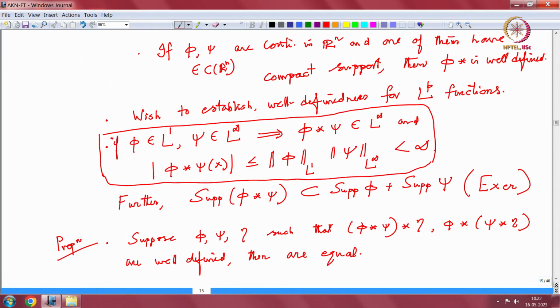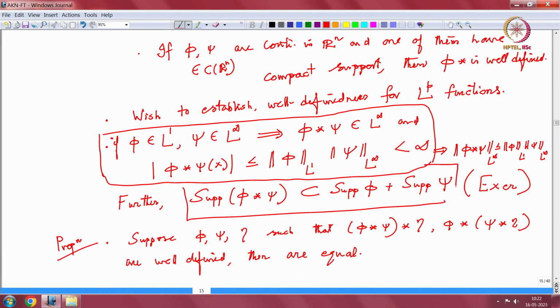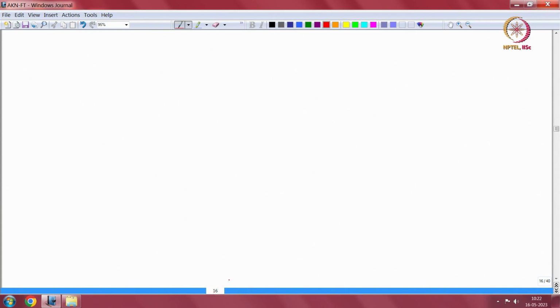So, this actually implies that the norm of phi star psi in L infinity is less than or equal to the norm of phi in L1 times the norm of psi in L infinity, you see. And if both of them have compact support, then the support of phi star psi is contained in the support of phi plus the support of psi. So, what we are going to quickly say is that if you have three functions and these two products are well defined, then they are equal, as we will see.